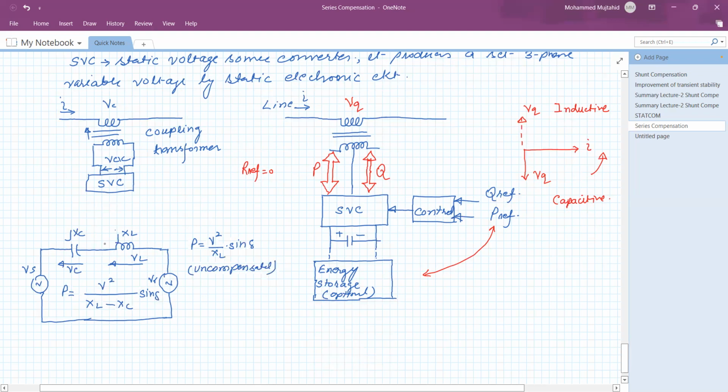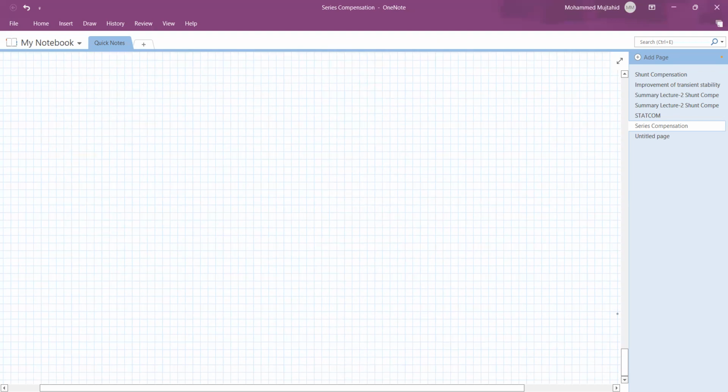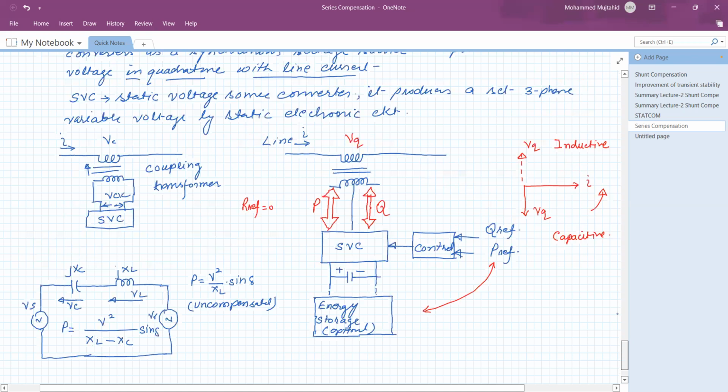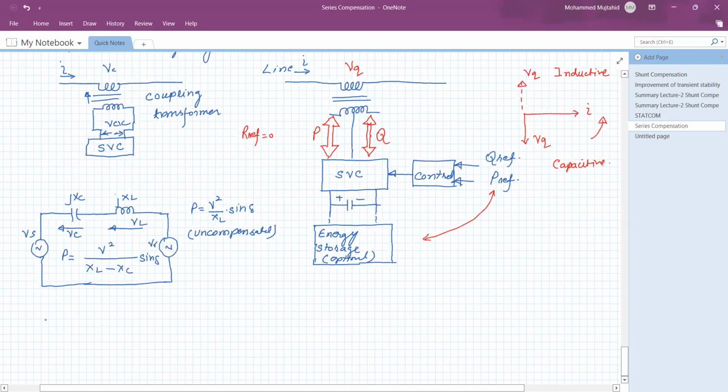Uncompensated. Now, this representation is for the reactive compensation. But what we are doing? We are going to inject the voltage. So instead of this one, this circuit can be replaced for our understanding purpose. This circuit is like that. This is the voltage source, static voltage source converter, and this is the transmission line reactance as it is.